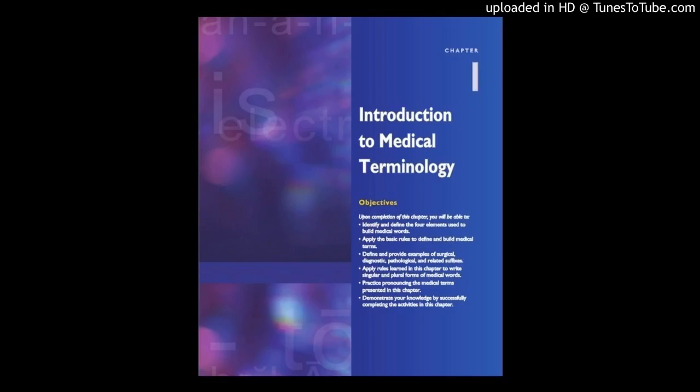Mono and uni mean one. A monocyte is a large mononuclear white blood cell, leukocyte. Uninuclear means one nucleus. Post means after, behind. Postnatal is the period after birth. Pre and pro mean before, in front of. Prenatal is the period before birth.